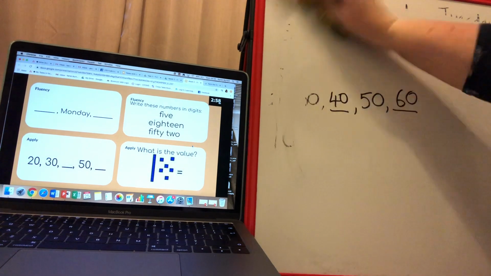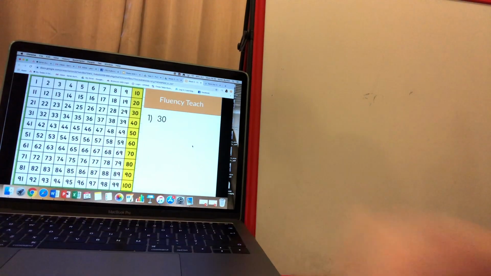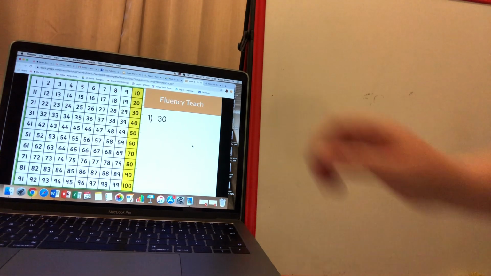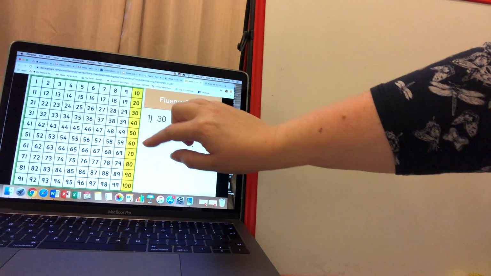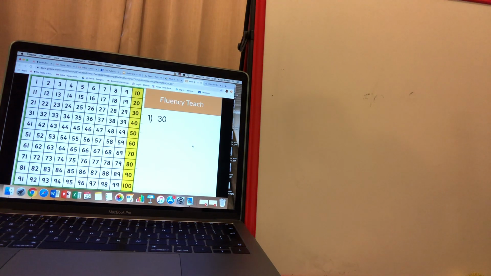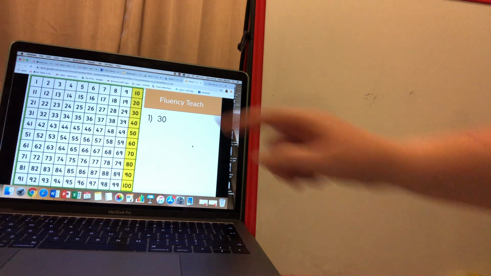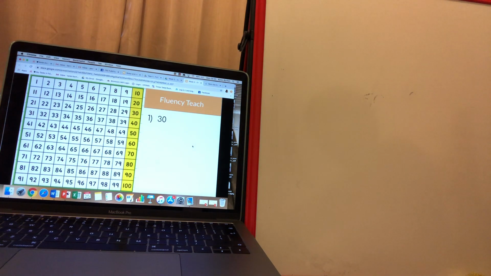Okay, let's have a look what we're doing for our fluency today. Today we're going to use the 100 square again, but this time we're going to be counting in tens. So if I count in tens, 10, 20, 30, 40, 50, 60, 70, 80, 90, 100. You can see that on this 100 square, all the multiples of 10 that we say when we're counting in tens have all got their squares coloured in yellow. Those are the numbers we're going to be looking at today.